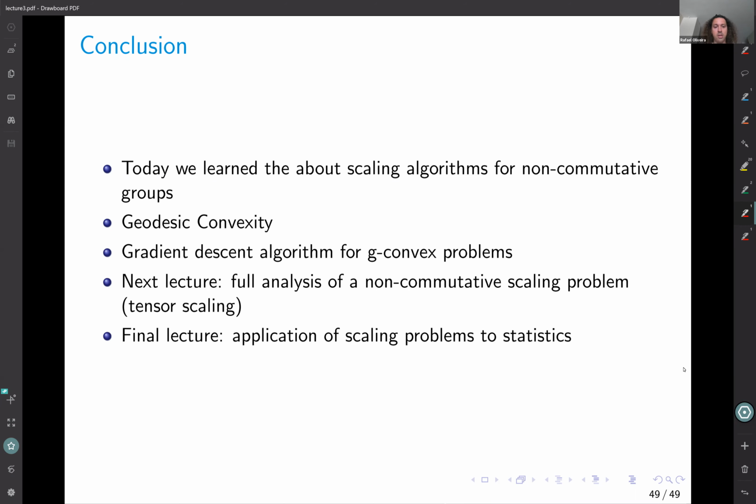In the next lecture, we're going to see a full analysis of a non-commutative scaling problem, tensor scaling, and we're going to see how strong convexity can be used to give us much better convergence bounds, in the same way that it happens in the convex situation. And in the final lecture, we're going to see the application of these non-commutative scaling problems to statistics. Okay. All right.